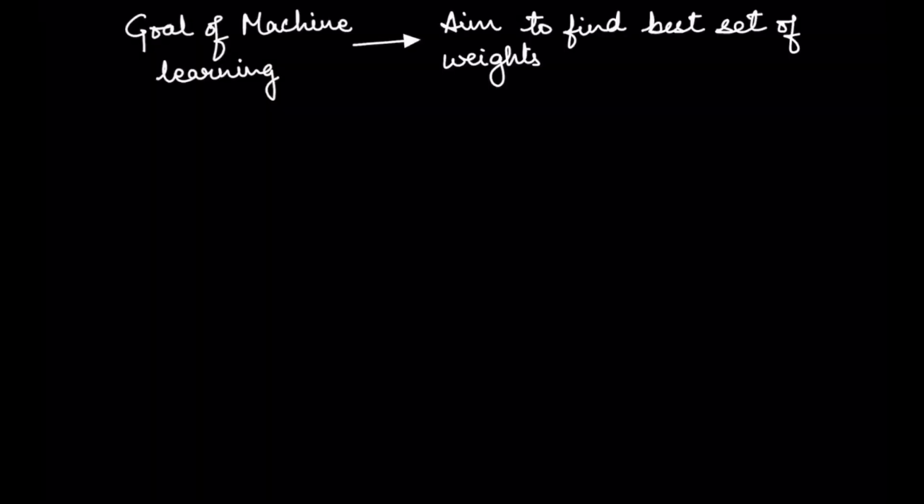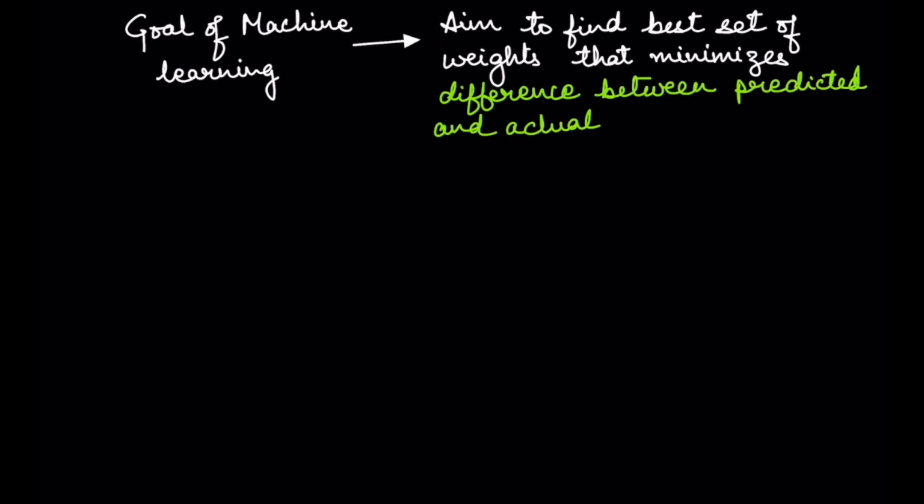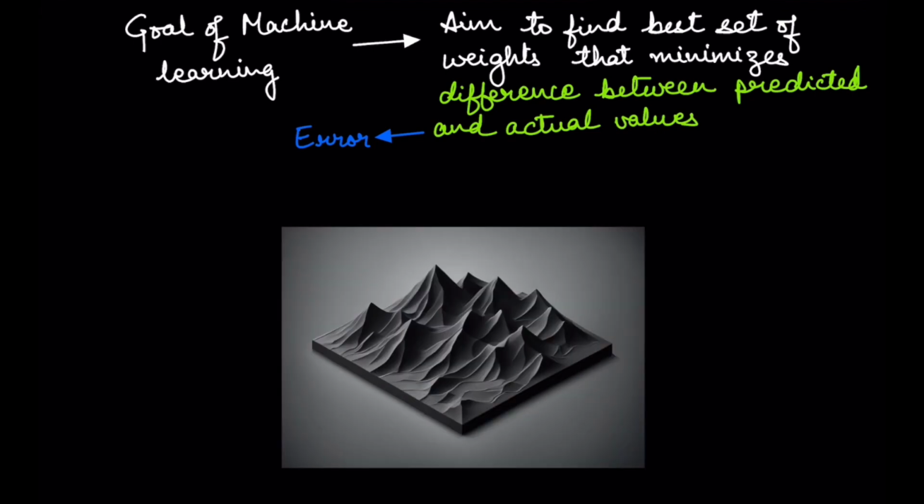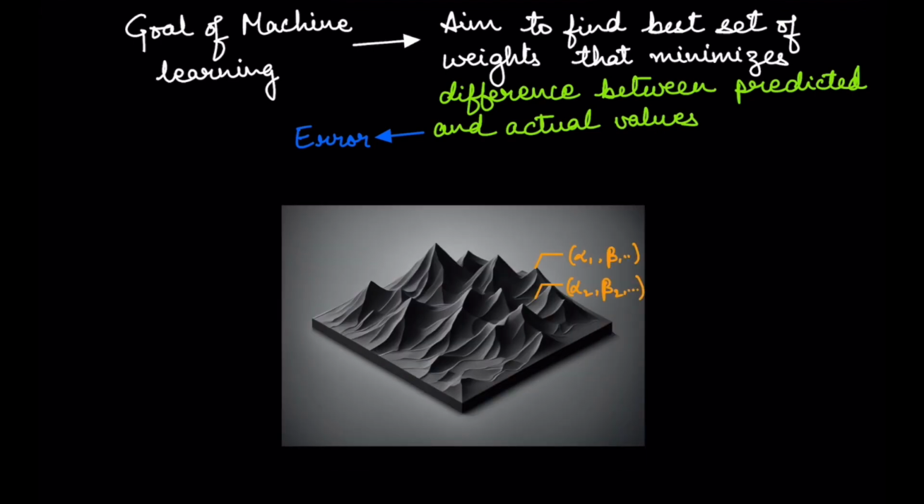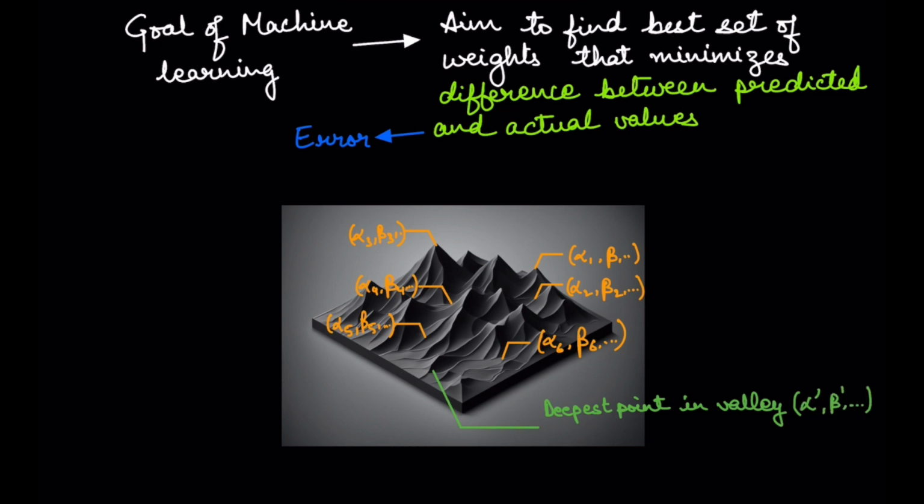You see, the goal of machine learning is to find the best set of weights that minimizes the difference between predicted and actual values. This difference is also known as error. Now imagine this error as a multi-dimensional landscape with hills and valleys. Each point in this landscape corresponds to a different set of weights for our model. The goal is to find the point, or the set of weights, that is at the very bottom of the deepest valley, the point of minimum error.